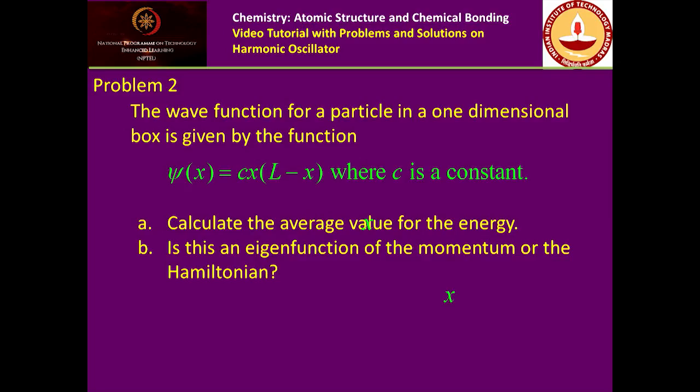Now, the second problem, this is problem 2. The second problem gives you a different wave function. The wave function for a particle in a one dimensional box is given by this function psi of x is equal to c x times L minus x, where L is the length of the box and c is a constant. Therefore, it is asking you to calculate the average value for the energy, and the second is, is this an eigenfunction of the momentum or the Hamiltonian. Okay. The second one should be obvious that it is not an eigenfunction. So, that is the first thing we will do.